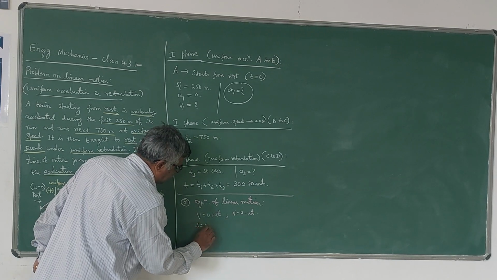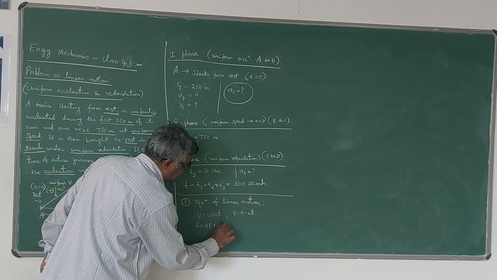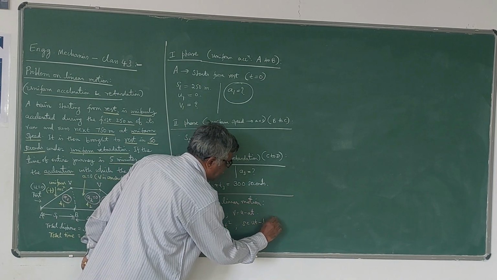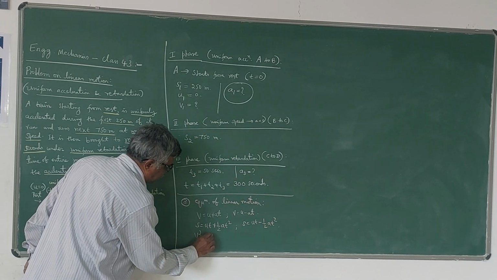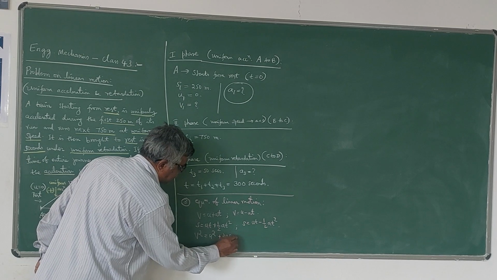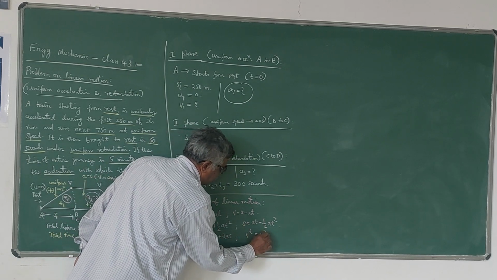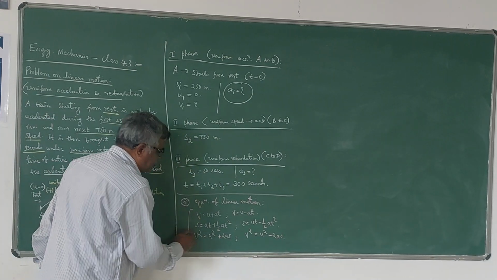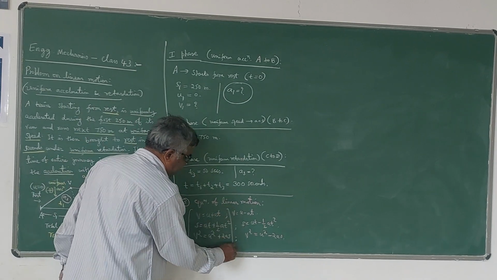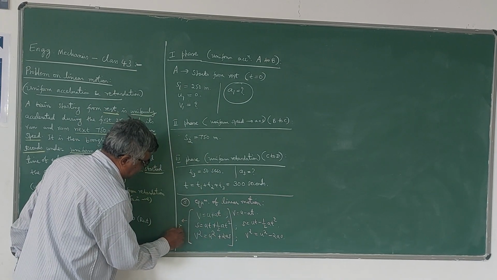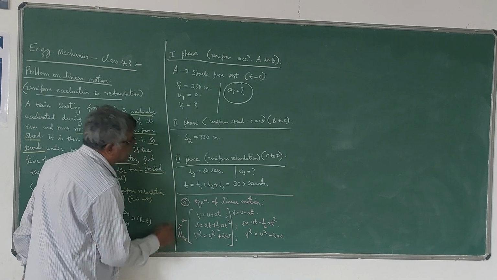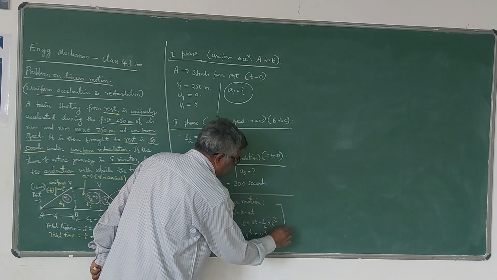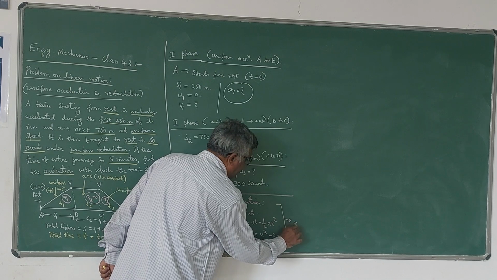The second equation is S is equal to UT plus half AT square if the acceleration is positive, or S is equal to UT minus half AT square if it is retardation. Then V square is equal to U square plus 2AS if it is acceleration, and V square is equal to U square minus 2AS if it is retardation. Among these three equations, we can use the acceleration equations for the first phase, because in the first phase the train is getting accelerated, and for the third phase we can use the retardation equations.